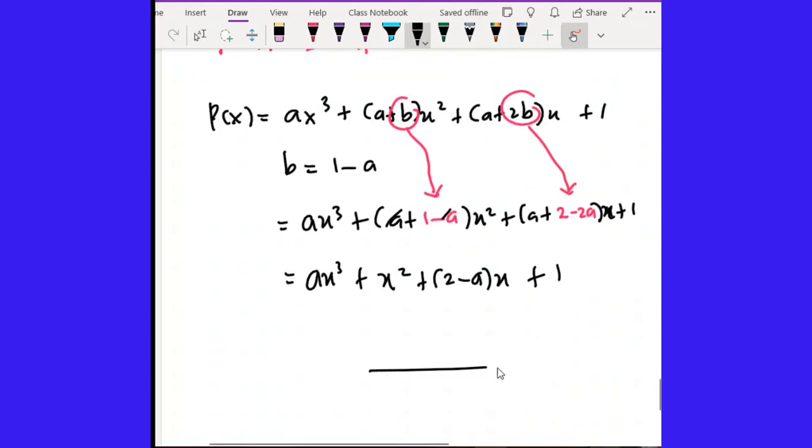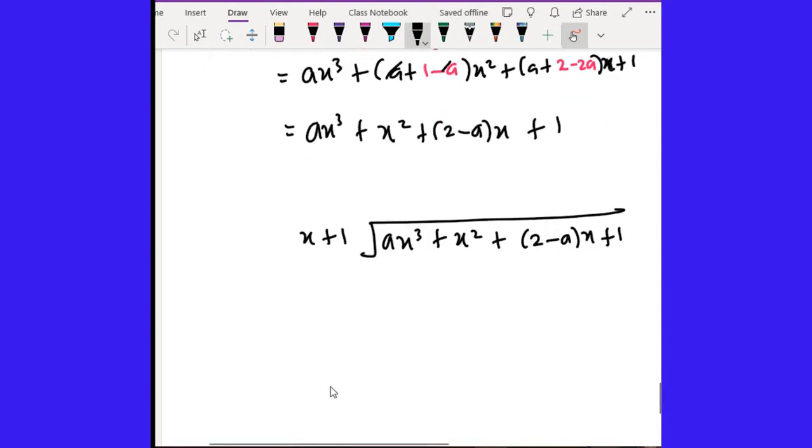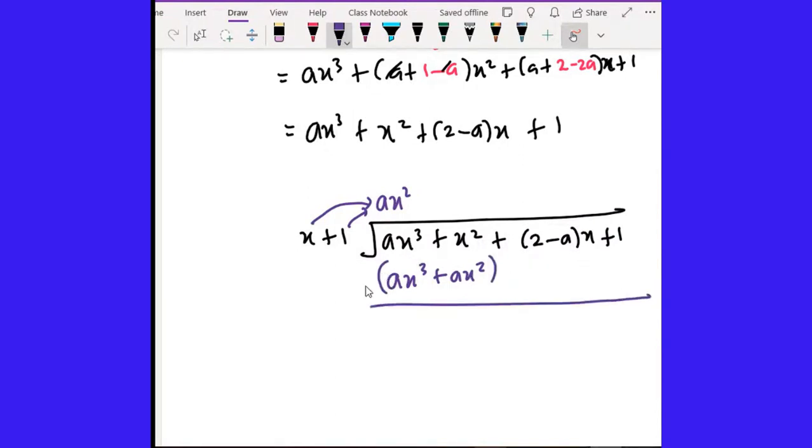Then we do the long division. Px is ax cube plus x squared plus (2 minus a) x plus 1, and the given divisor Dx is x plus 1. Let's do it together. We want ax cube. x times what gives ax cube? Good, ax squared. Ax squared times x plus 1 gives ax cube plus ax squared. So we subtract, ax cube cancels, and we get x squared minus ax squared.